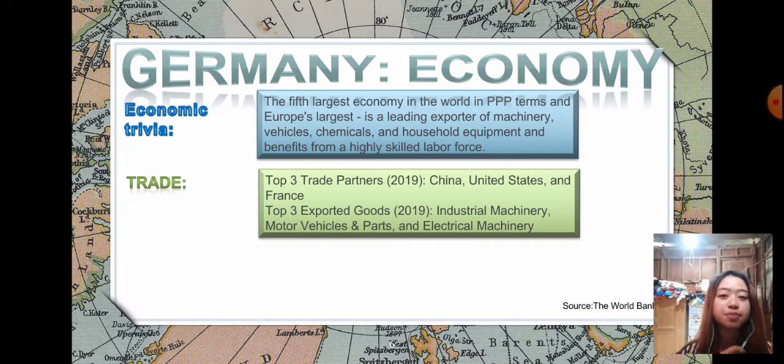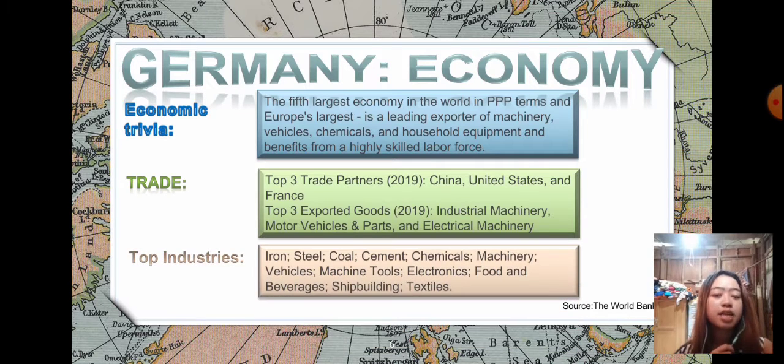Also trade. Top 3 trade partners in the year 2019 are China, United States, and France. Top 3 exported goods in the year 2019: industrial machinery, motor vehicles and parts, and electrical machinery. Top industries: iron, steel, coal, cement, chemicals, machinery, vehicles, machine tools, electronics, food and beverages, shipbuilding, textiles.